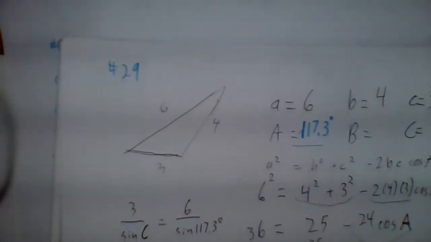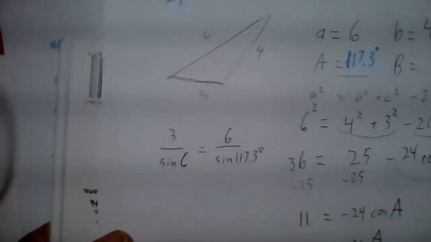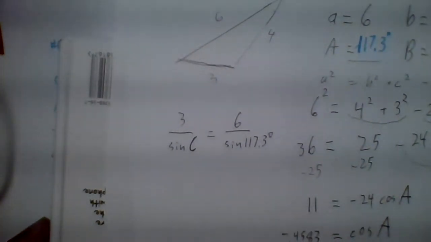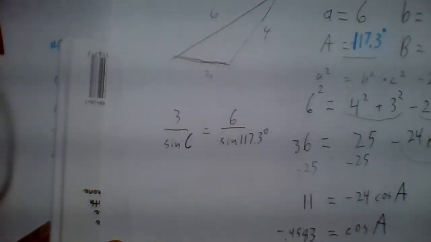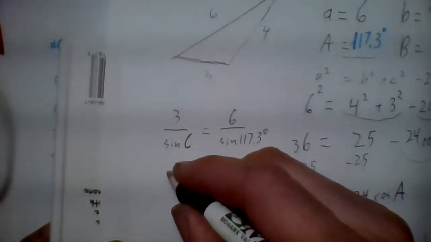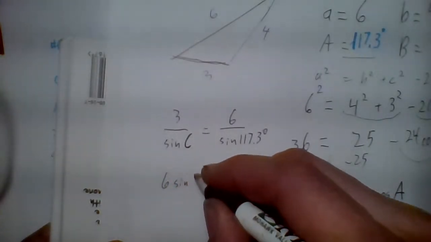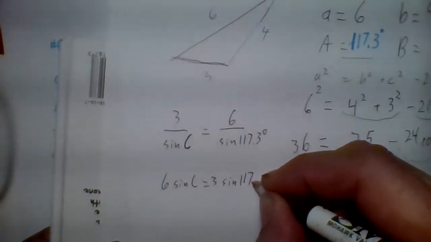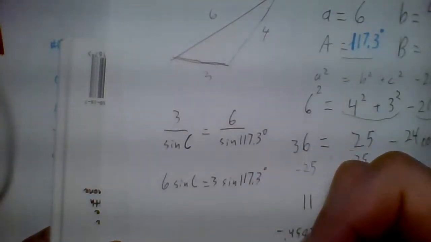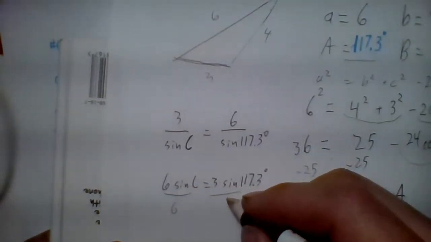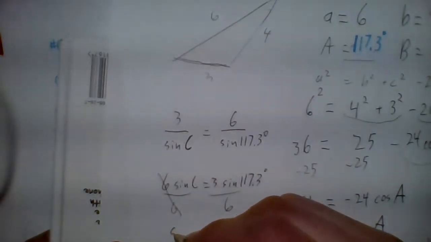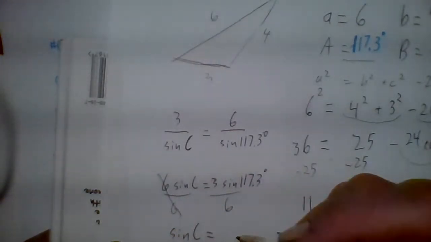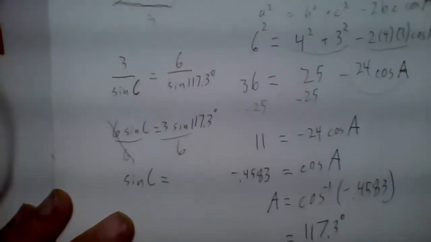So I'm going to calculate that, but let me do my cross multiplying, solving for things first. 3 over sine C equals 6 over sine 117.3. So 6 times sine of C is 3 times the sine of 117.3. I hope you're getting a little bit of a rhythm with working through these. The steps are very similar on all of them to get angles. I'm going to divide by 6 next to get sine C by itself.